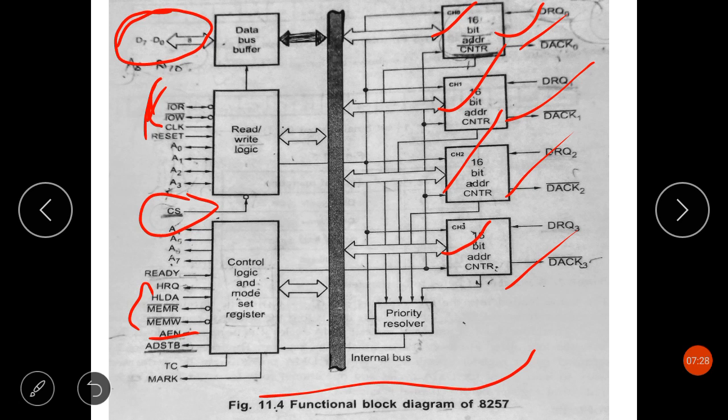Then the function of the reset pin. This active high signal clears the command, status, request and temporary registers. It also clears the first and last flip-flop and sets the master register. Then the ready pin. This input is used to extend the memory read and write signals from the 8257 to interface slow memories or input-output devices.